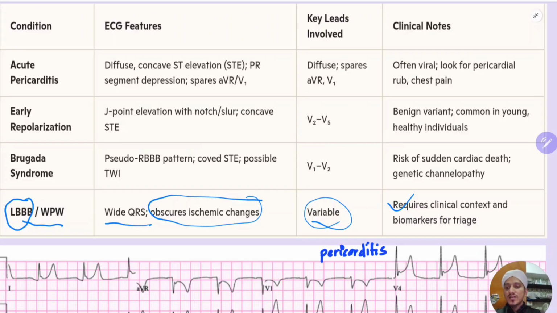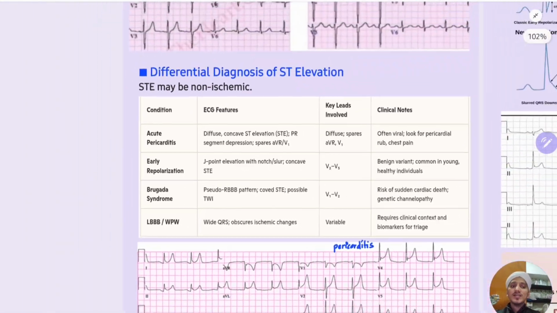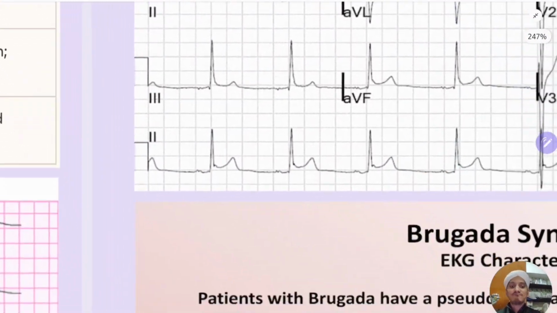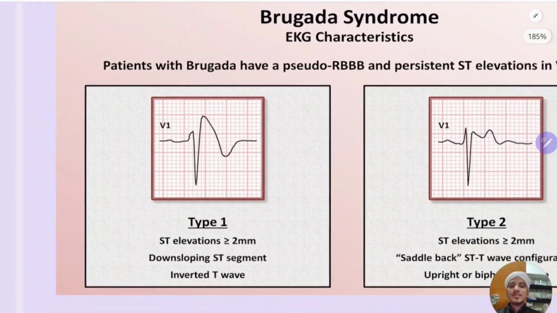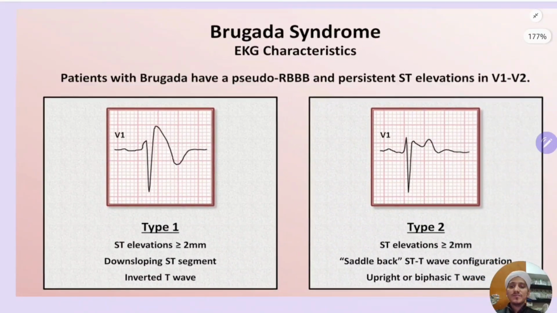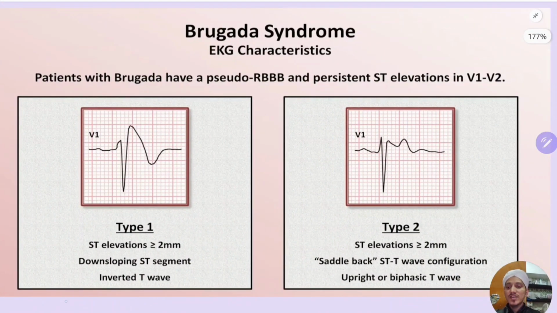Okay. So we'll see the Brugada. Again, Brugada syndrome has 3 types. In those 3 types, types 1 and 2 are important. I'll discuss these 1 and 2. So pseudo RBBB, persistent ST elevations in V1 and V2. Based upon how that ST elevation looks, Brugada syndrome is divided into type 1, type 2, type 3, depending upon the type of ST segment elevation.